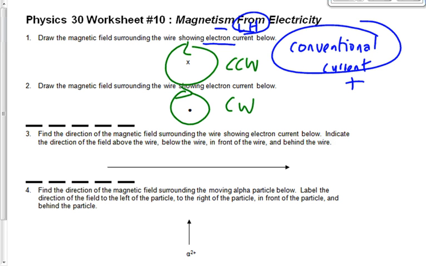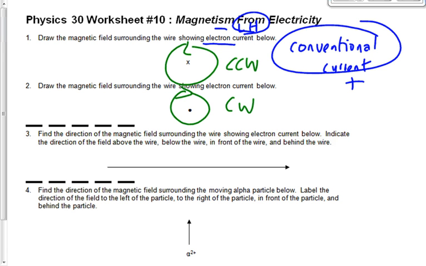Number three, some people drew this and drew it pretty well, actually. I'm fine with you drawing the direction of the magnetic field surrounding one of these wires. I'm not going to try to do that because I'm going to butcher the diagram. I'm going to give my answer in words. The direction of the magnetic field surrounding the electron current below.